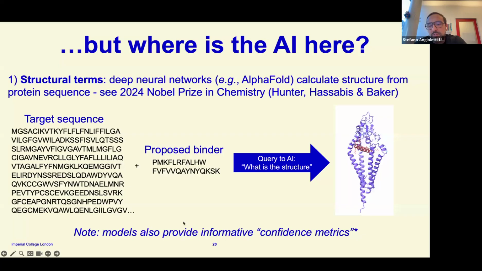On top of this, these models, and we're going to see an example later, provide quite informative confidence metrics. Typically these AI-based models will not only give you an answer, but they will also tell you how accurate or how confident they are in the answer that they provided.